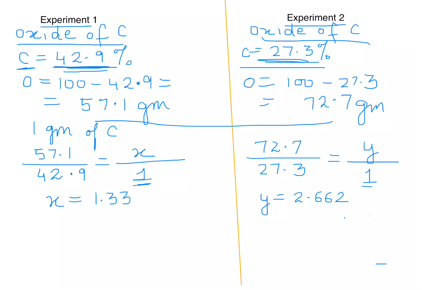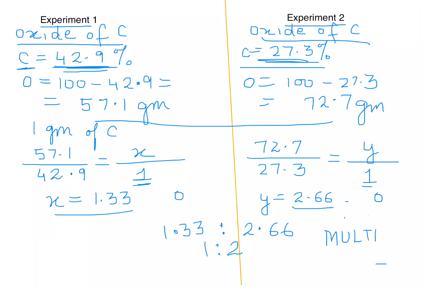So let me make things a little bit easy for you. So 1.33 and 2.66. So this is the weight of oxygen that is combining with 1 gram of carbon in the first case. And this is the weight of oxygen which is combining with 1 gram of carbon in the second case. 1.33 is to 2.66. What is the ratio? It's a simple ratio, 1:2. So which law is obeyed in this particular case? Yes, it's the law of multiple proportions.